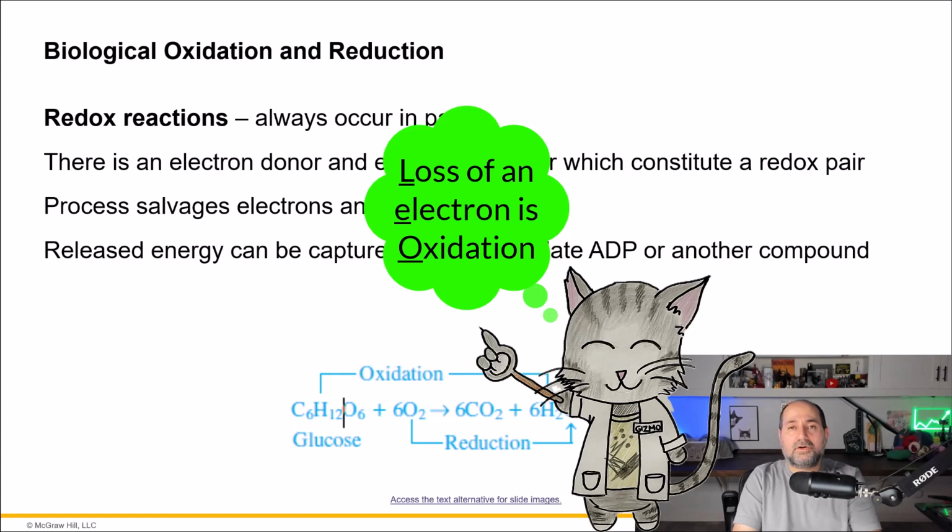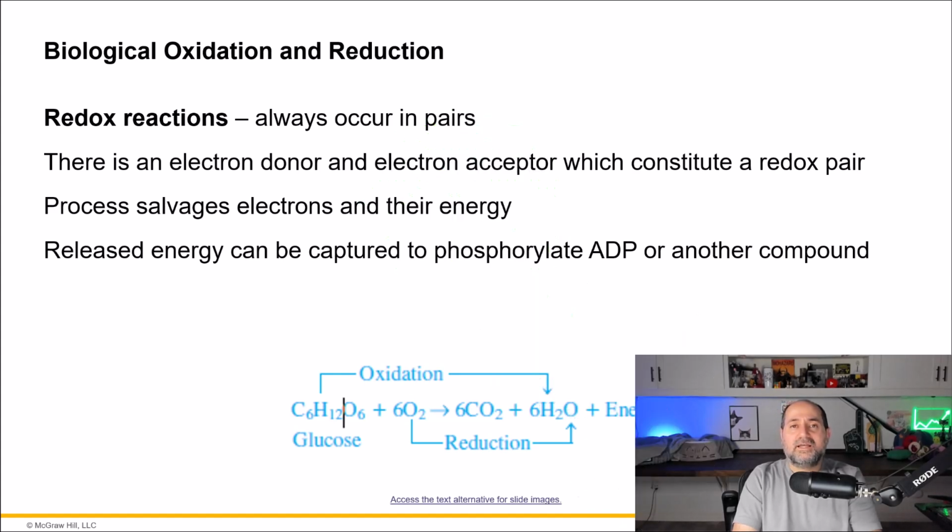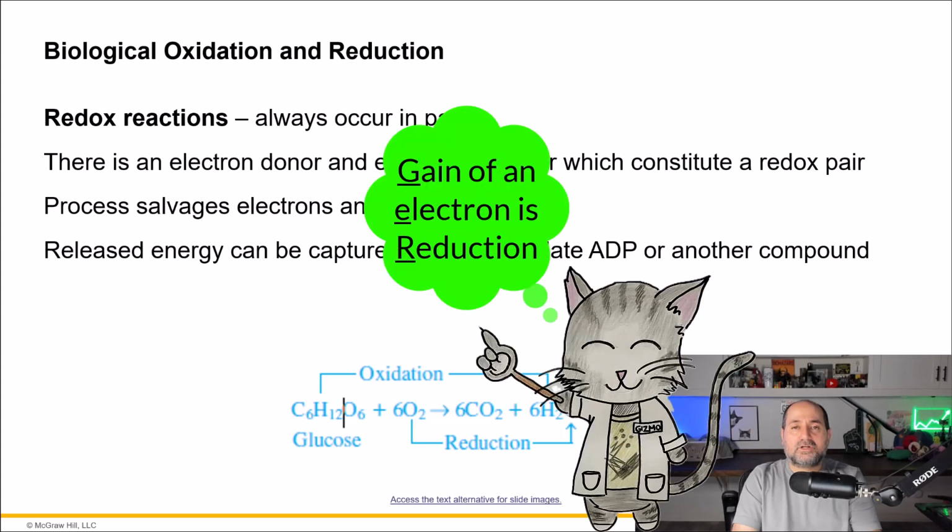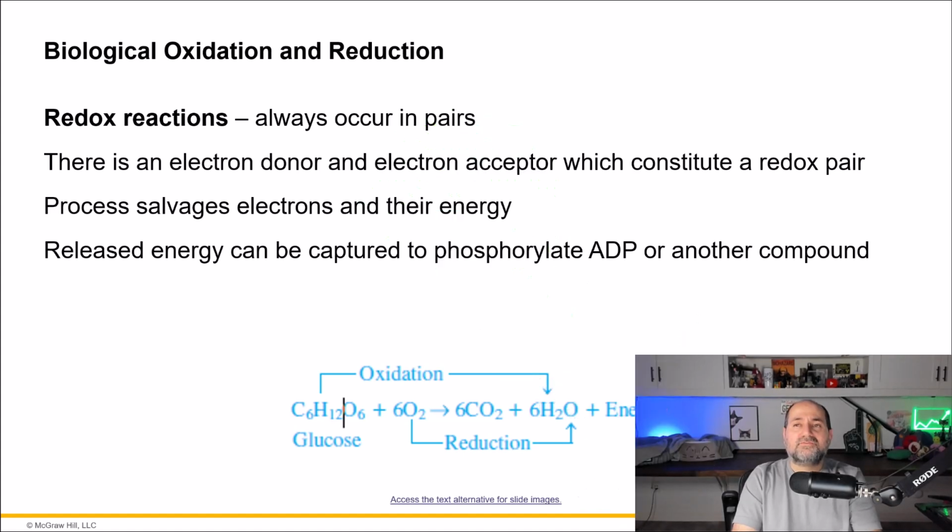That's the Leo part of Leo says GER. And then gaining an electron means reduction. That's the GER part of Leo says GER. So just remember that if a substance loses an electron, then it's become oxidized. If it gains an electron, then it's said to be reduced.